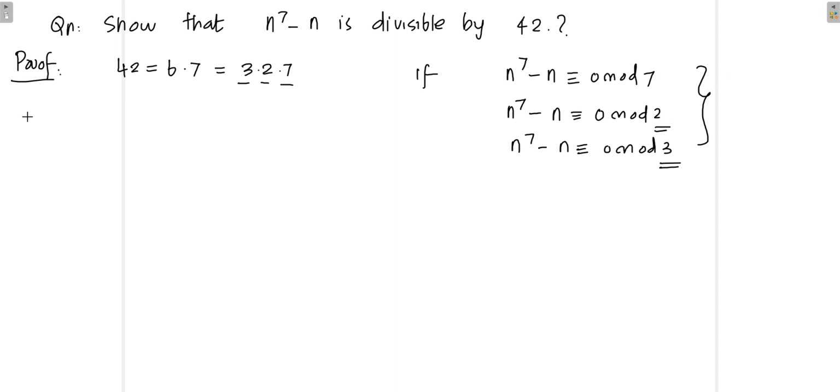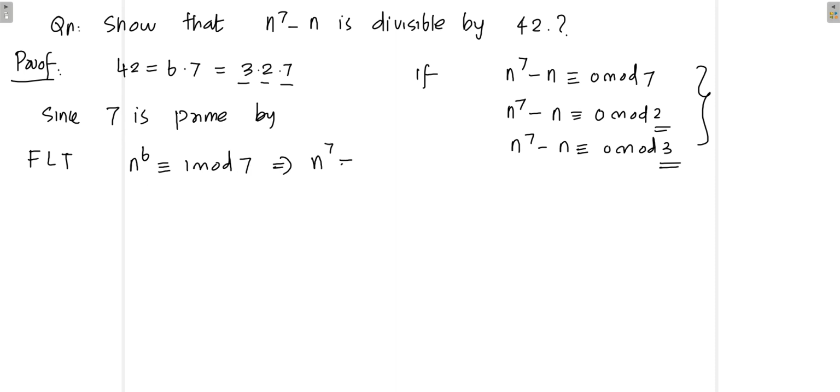ഓക്കെ. So first, since 7 is prime, by Fermat's theorem, n raised to 6 congruent to 1 mod 7. ഏത് ഇൻറ്റീജർ ആണെങ്കിലും n raised to 6 congruent, n raised to p minus 1 congruent to 1 mod 7 ആണ്. Okay. And also which implies n raised to 7 എന്തുകൊണ്ട് മൾട്ടിപ്ലൈ ചെയ്യുമ്പോൾ കോൺക്രുവന്റ് ടു n mod 7.